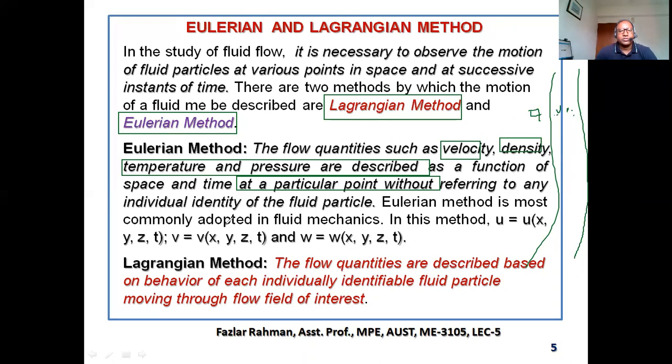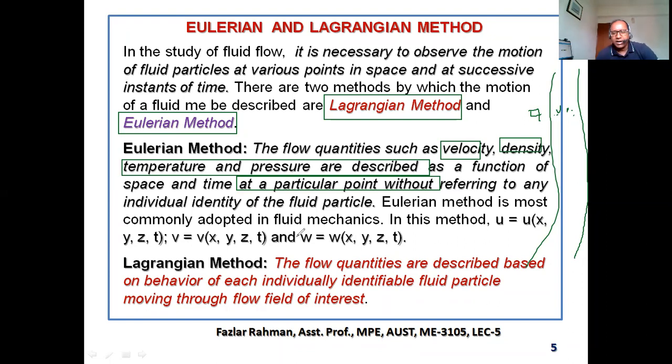The Eulerian method is most commonly adopted in fluid mechanics. And in this method, fluid velocity has three components, U, V, and W. W is the velocity component along the Z axis, and all the components of velocity in the X, Y, or Z direction are functions of time.